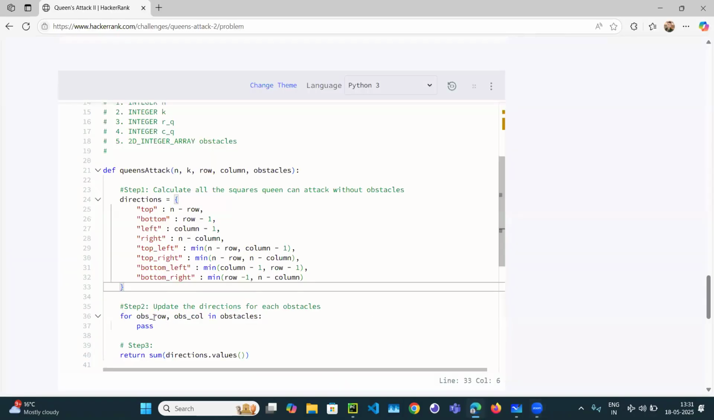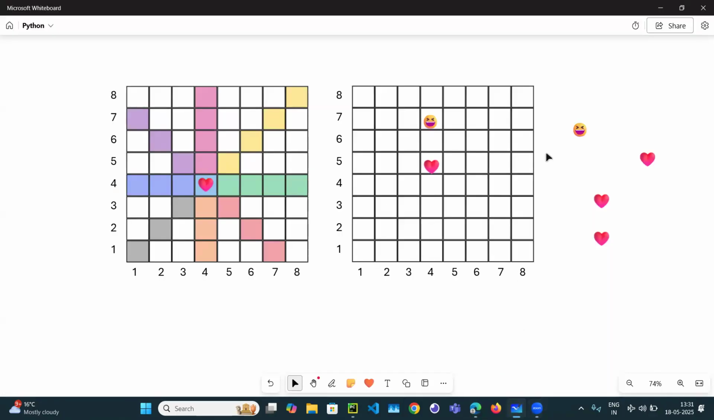Okay, so this is done. Now you have to iterate for each and every obstacle, because there could be multiple obstacles as well. Let me create a couple more. There could be maybe two obstacles in the same column or same row. So now you need to iterate for each and every obstacle. Let me move this obstacle outside. What are the possible combinations?